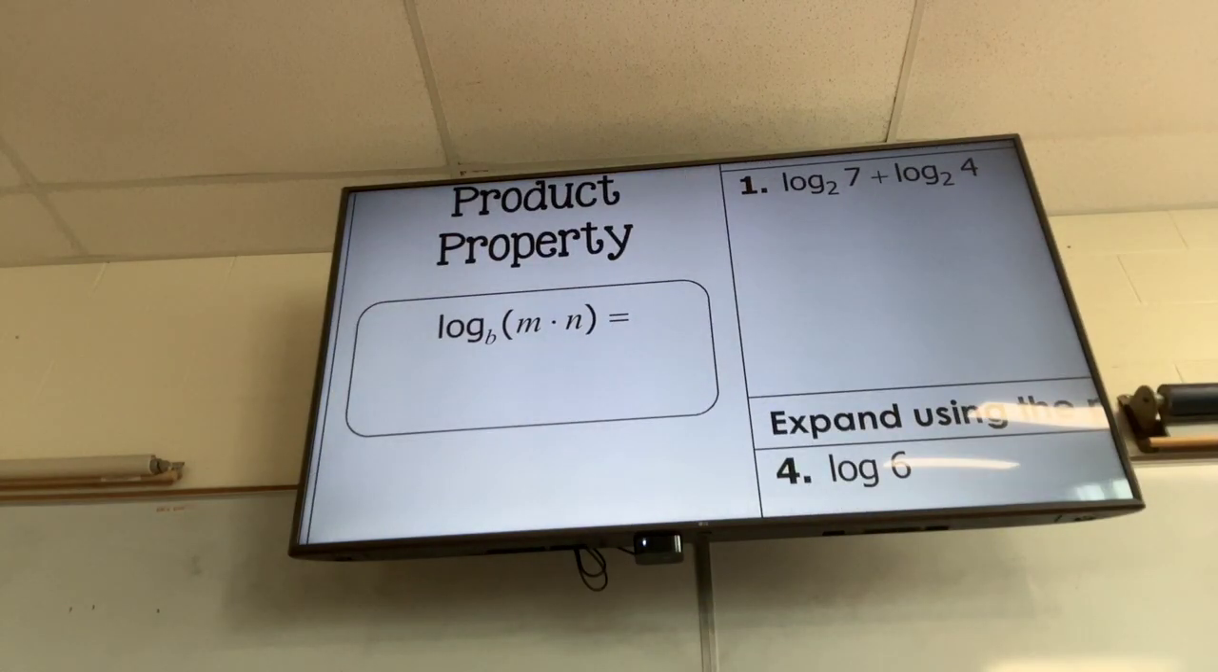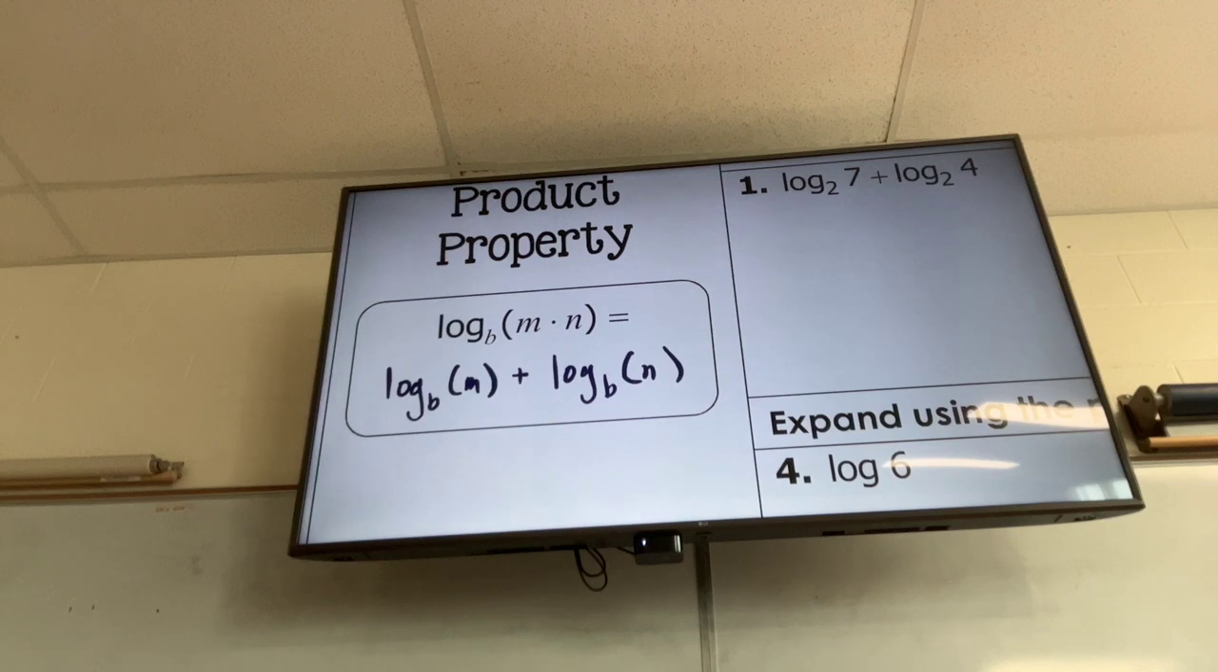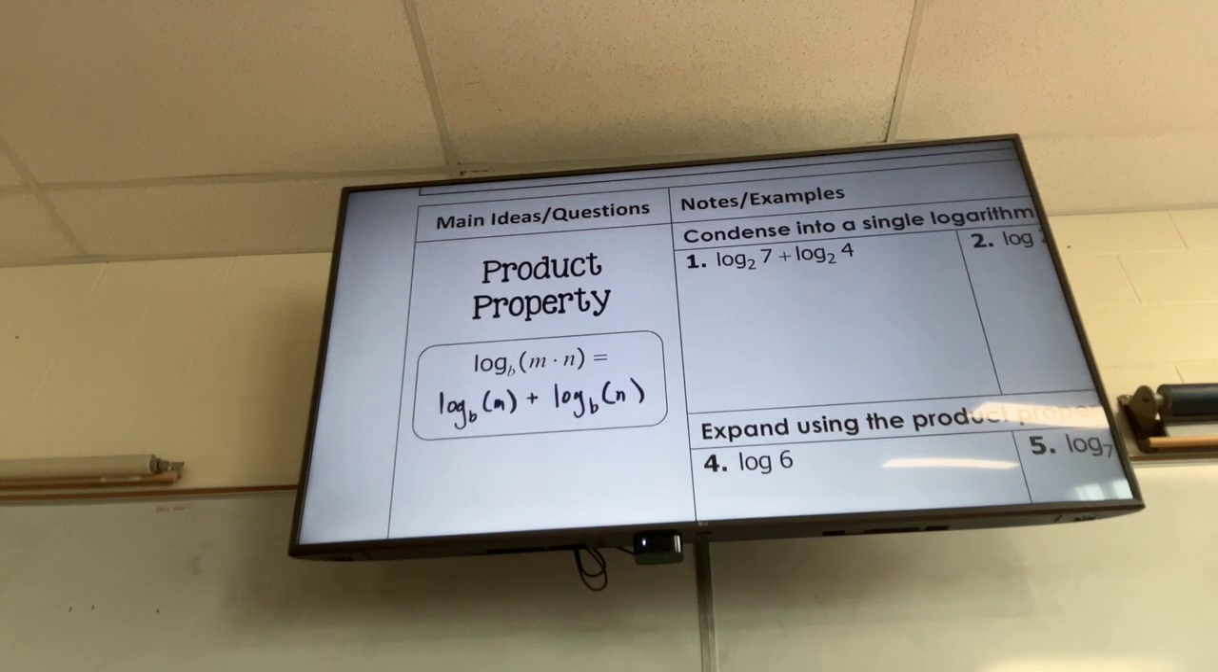Okay? So the first one's called the product property. If you have a logarithm and you have two numbers multiplied together inside the logarithm, that becomes the log of the first factor, so just that m, plus the log of just that second factor. So the log of a single product becomes a sum of two different logs. And this is really important, guys. We're going to use this formula in both directions, if that makes any sense. We're going to condense logarithms, and we're going to split them up.